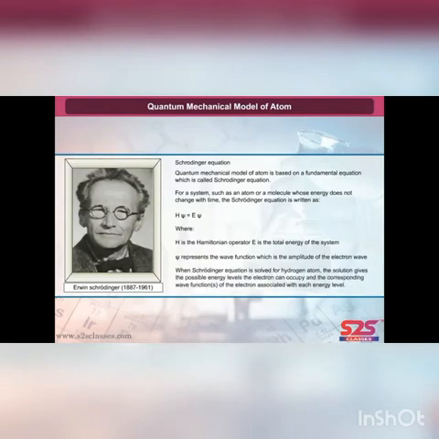When Schrödinger equation is solved for hydrogen atom, the solution gives the possible energy levels the electron can occupy and the corresponding wave functions of the electron associated with each energy level. Psi gives us the amplitude of wave. The value of psi has no physical significance. Psi square gives us the region in which the probability of finding an electron is maximum. It is called probability density.